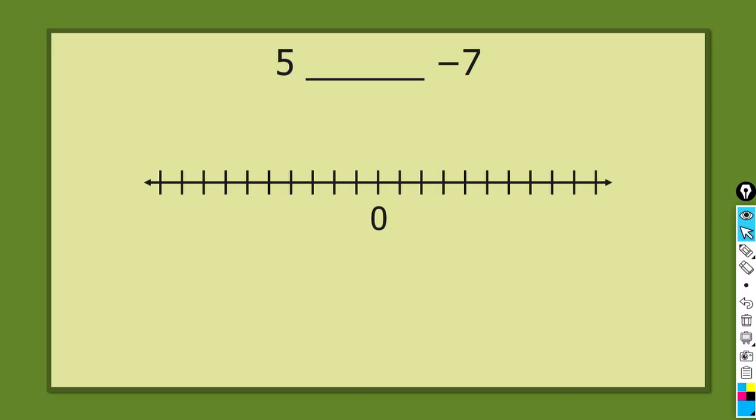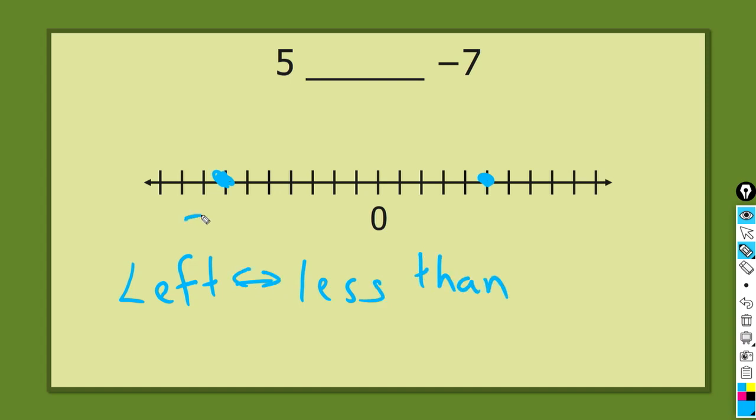Okay. We're looking at this problem, and it says comparing 5 and negative 7. How do we compare them? Well, when one is positive and one is negative, we just put them on the number line. Okay, here's the negative 7. 1, 2, 3, 4, 5, 6, 7. 1, 2, 3, 4, 5. Now remember, left means less than. So this is less than that, or turn it around, the 5 is greater than negative 7.